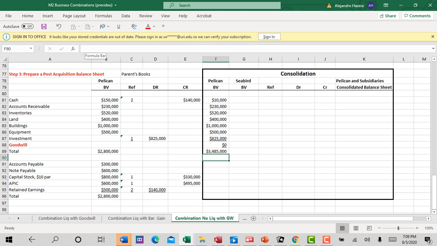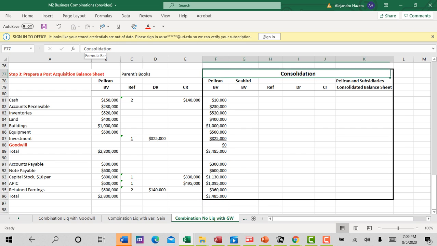So P's balance sheet is now 3485. Accounts payable has not changed. Notes payable has not changed. Capital stock is 800,000 plus 330, so capital stock is now 1130, and additional paid in capital is 600,000 plus the extra 495 that P recorded, and retained earnings is actually 500,000 minus 140. You've got to know your debits and credits, folks. So that's going to give us a sum for P of 3485.